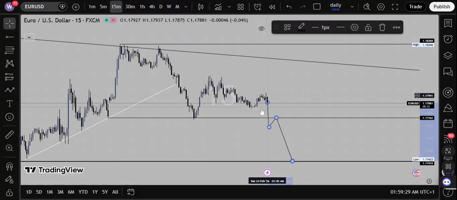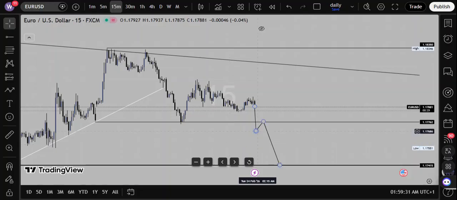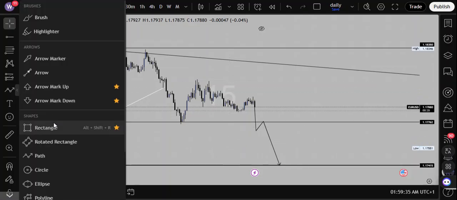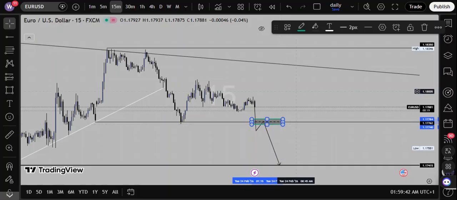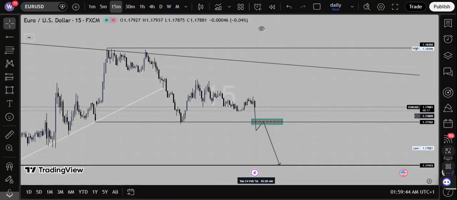I'm expecting price to dip down, right, giving us a valid FVG, that is a fair value gap. A fair value gap must break this zone right here. So once we have a breakout of this zone with a fair value gap, we expect price to retest into that fair value gap and dip down to this last zone. This is possibility number one.